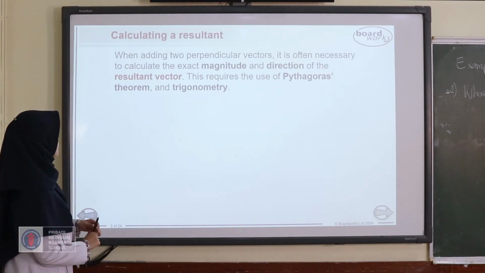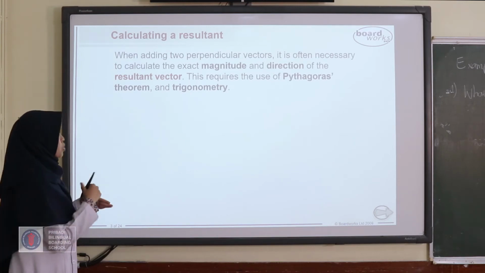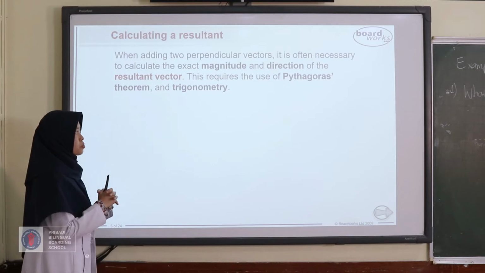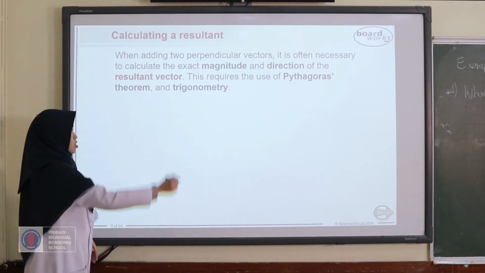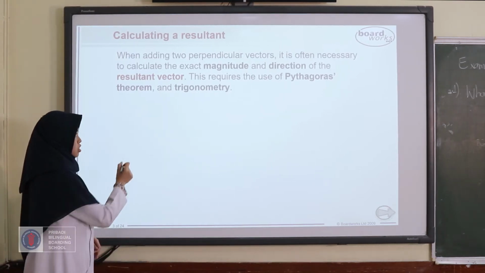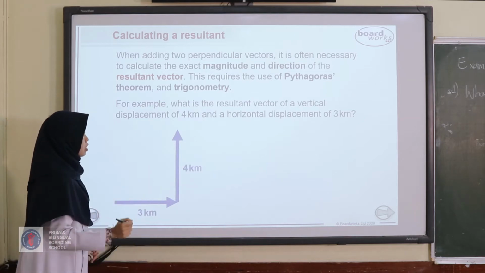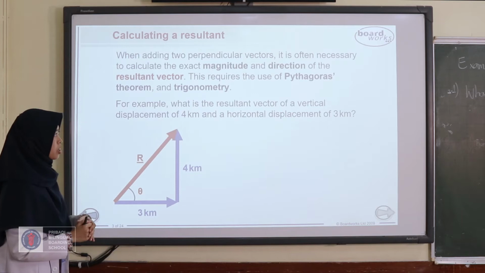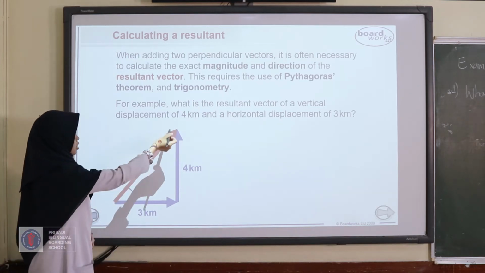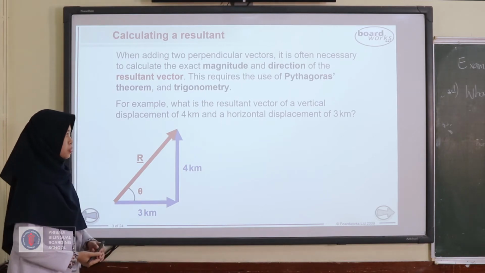And for these problems, when we have two perpendicular vectors, it needs more work in order to solve this kind of problem because you need the Pythagoras theorem and trigonometry. Let us see the problem together. So here, for example, I have a question. What is the resultant vector of a vertical displacement of 4 kilometers and a horizontal displacement of 3 kilometers?